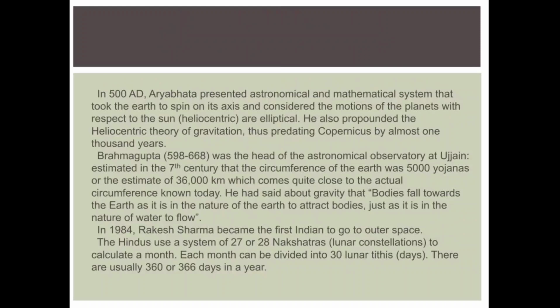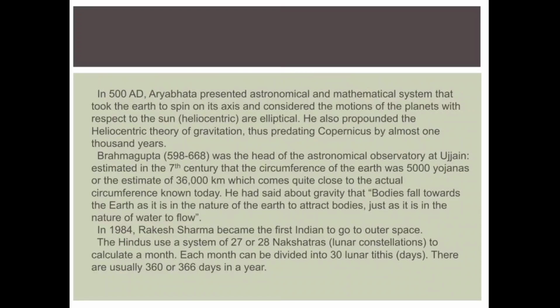In 500 AD, Aryabhata presented an astronomical and mathematical system that took the Earth to spin on its axis and considered the motion of the planets with respect to the Sun, heliocentric or elliptical. He also propounded the heliocentric theory of gravitation, thus predating Copernicus by almost 1,000 years.